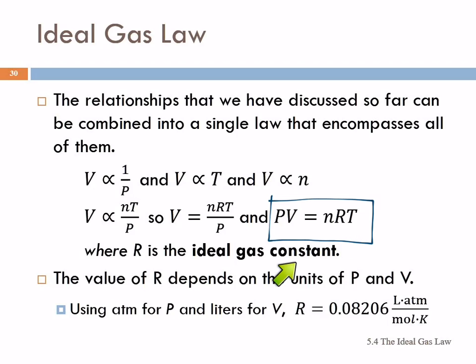R is the ideal gas constant. And the value of it depends on what units we're using for pressure and volume. So the one that we're going to use the most often is R equals 0.08206. And then the units on that are going to be liters, atmospheres, divided by moles times Kelvin. And that looks like a mess of units. But those units tell us that we need to use atmospheres for pressure and liters for volume. We always use moles for N, and we always use Kelvin for temperature.